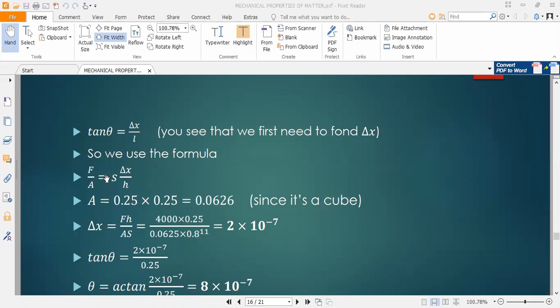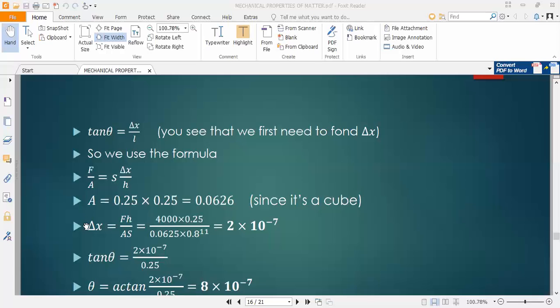Now, using this formula, we can make change in length the subject of the formula. With the information that we have, the force, the height, the area, and the shearing modulus, we can find the change in length to be 2 times 10 to the power minus 7. All right, it's a very small change, but it's significant. Some of you who go into engineering will discover that when you try to fit one object into another, if one object has changed in its length, you find that it will be hard to fit them because of those changes in length.